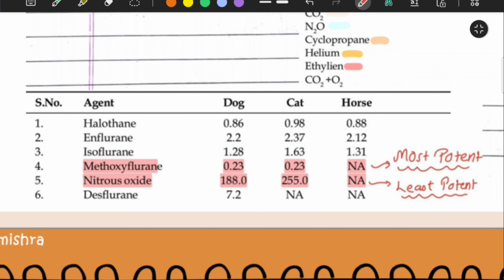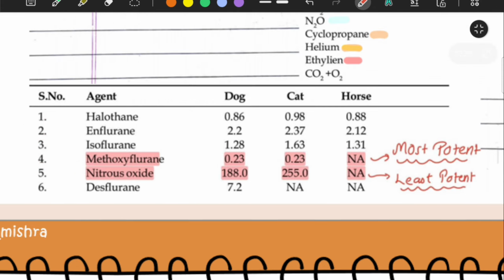Now here is the MAC value of the different types of gaseous anesthesia. For halothane, the MAC value is 0.86 in dogs and 0.98 in cats. The most potent is methoxyflurane. Look at the concentration that is required, just 0.23 in both dog and cat. The least potent is nitrous oxide, having a MAC value of 188 in dogs and 255 in cats. Just remember this particular data is important. Just learn halothane, isoflurane, methoxyflurane, and nitrous oxide.